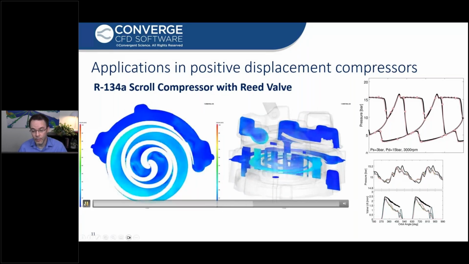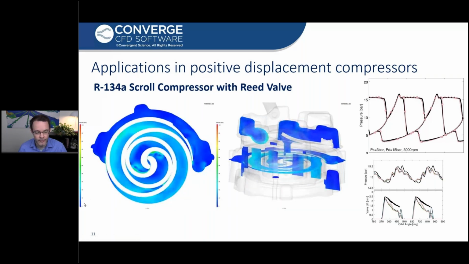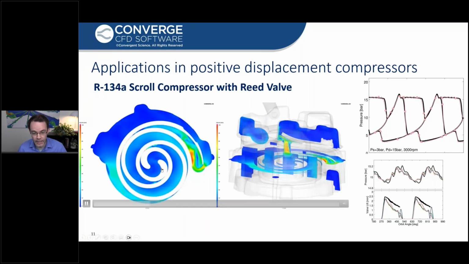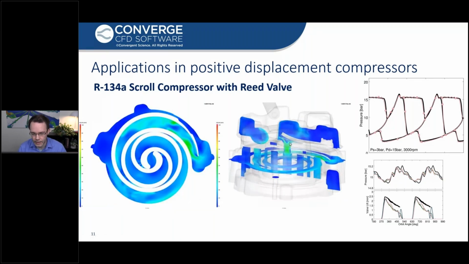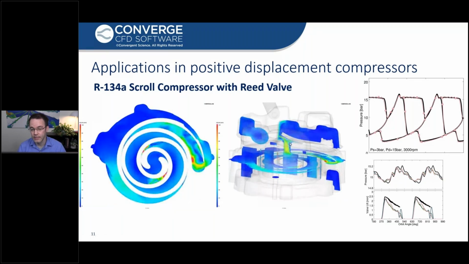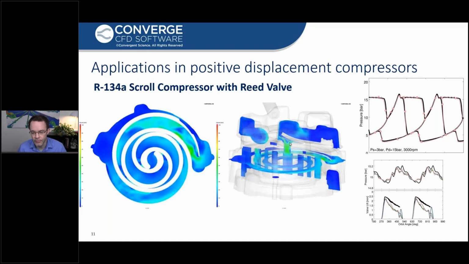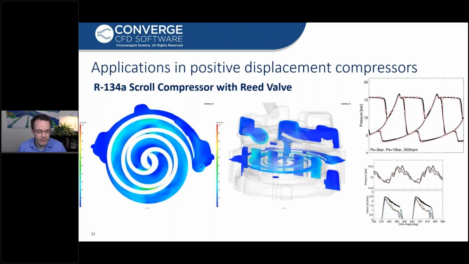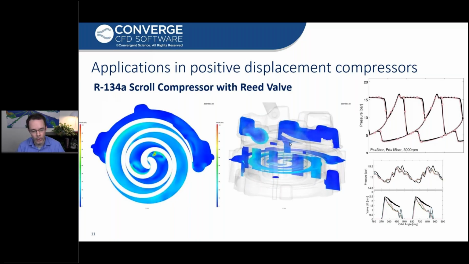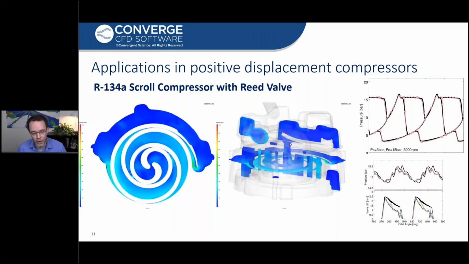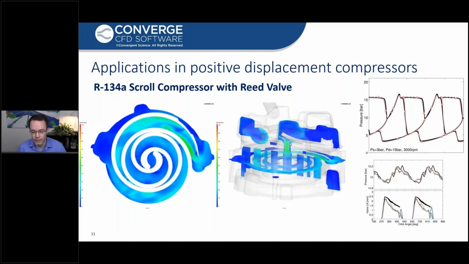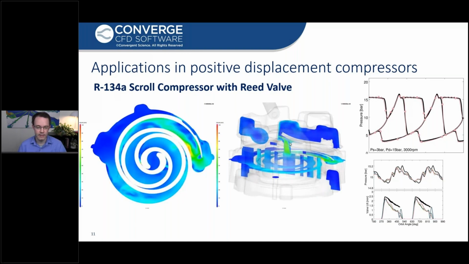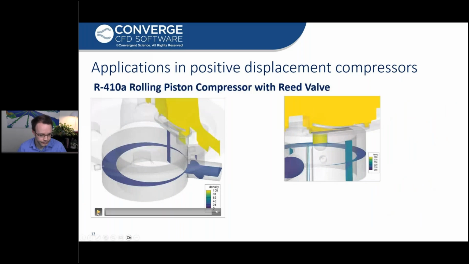In this case, we also model the pressure and the valve lift of that single discharge valve, and again, compared to experiments, to demonstrate that for this single phase refrigerant flow in a compressor, Converge is able to give a very robust solution, even handling that complex orbiting motion and the corresponding small gap sizes that are a result of the motion and the distance between the bodies.